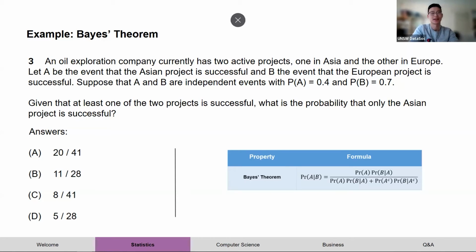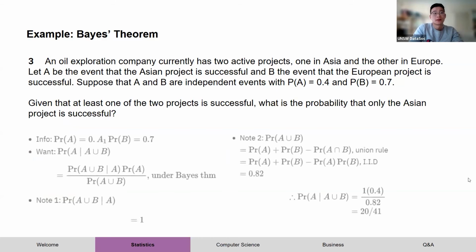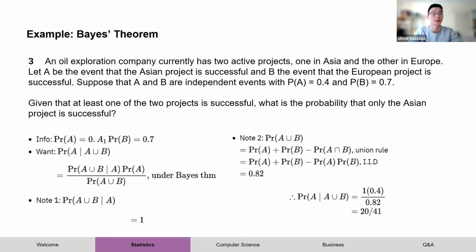Okay, so hopefully that was enough time. Now I'll be going through how you apply Bayes' theorem in this particular context. So in this question, looking at the first dot point, we have all our information. That is, the probability of being in set A is 0.4, whereas the probability of being in set B is 0.7. Now, what we want in this context is the probability of being in set A, so the Asian project is successful, given that the union of A and B is true. So that is either one of the two projects is successful.